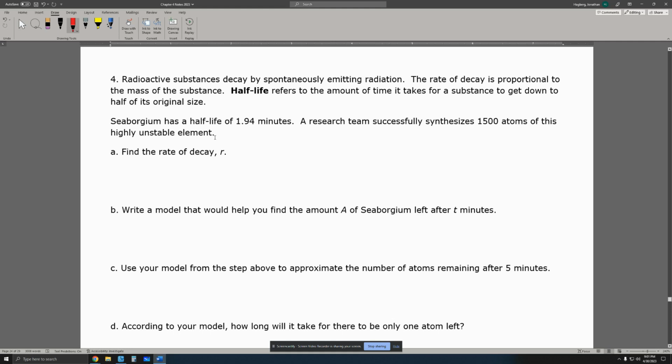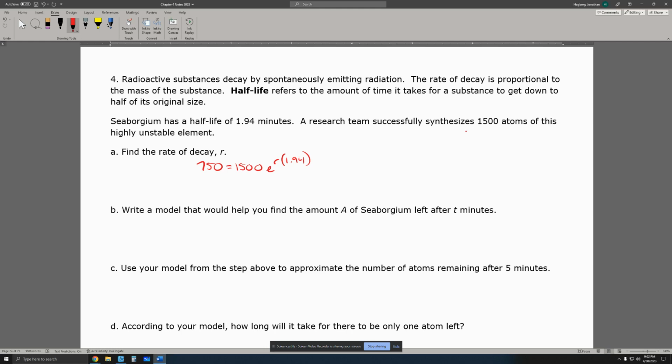So we know that it has a half-life of 1.94 minutes. Suppose that we have an initial value of 1,500. In 1.94 minutes, we would expect the amount of this element to be half that of 1,500, or in other words, 750. So that tells us that our output, the ending value, is 750. The initial value is 1,500, e to the R times 1.94, where T is measured in minutes. We're going to solve this.